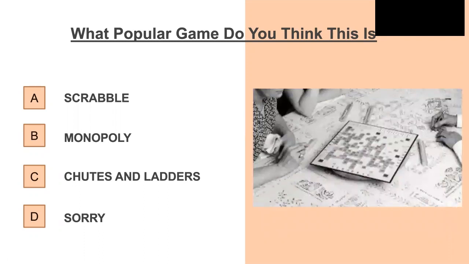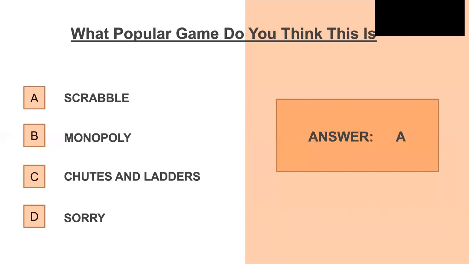Can you guess what this game is? A. Scrabble, B. Monopoly, C. Chutes and Ladders, or D. Sorry. The answer is A. Scrabble.